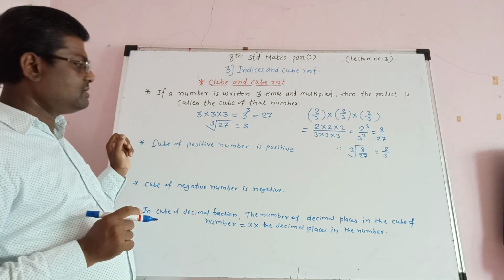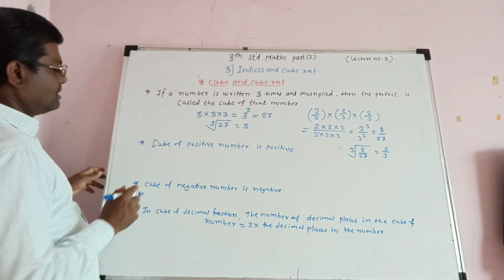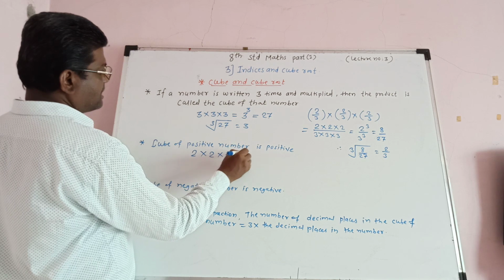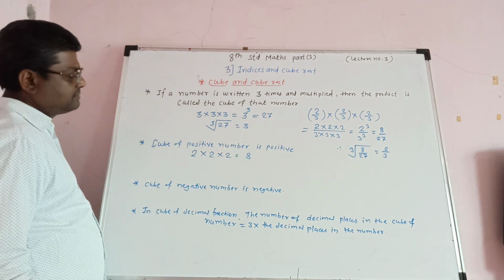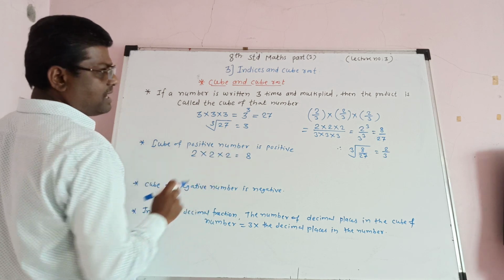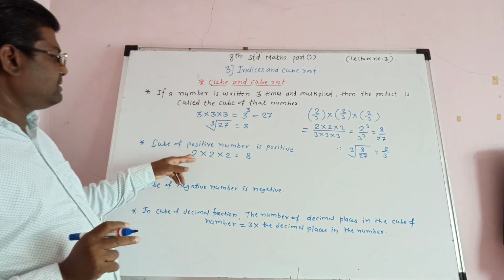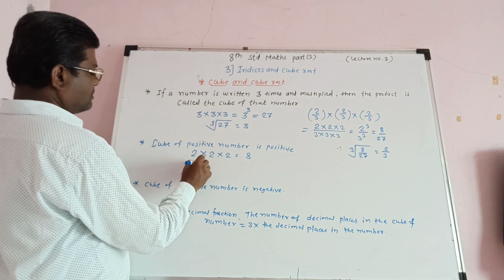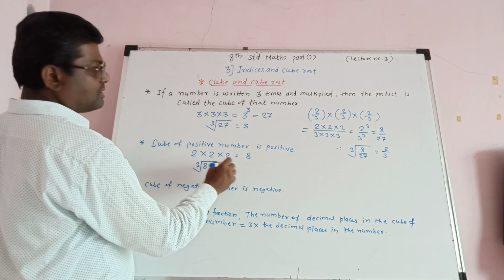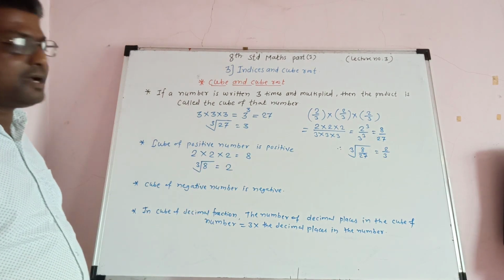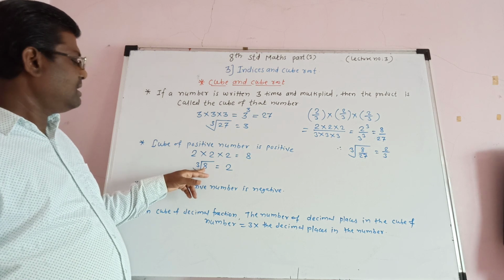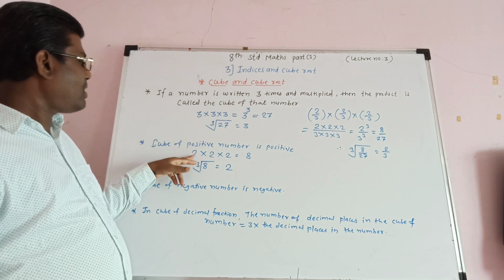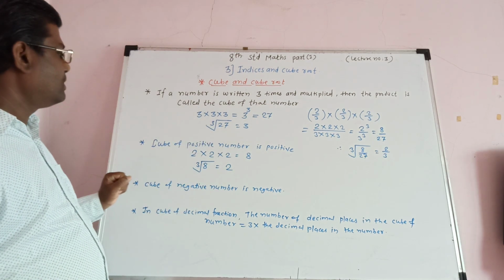Now the cube of a positive number is always positive. If we take a positive number, 2 into 2 into 2, then its cube is 8. Now this 8 is a positive number, and when we take the cube root, 2 is also a positive number. So we write cube root of 8 is equal to 2. So the cube root of any positive number is also positive, and the cube of any positive number is also positive.